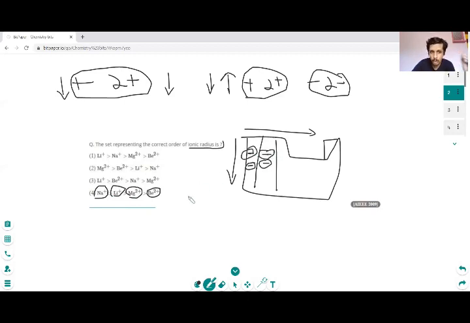So here we have applied two concepts: one based on the charge and one based on the position of the element in the periodic table. The order is sodium, which has higher ionic radius than lithium, which is higher than magnesium and beryllium.